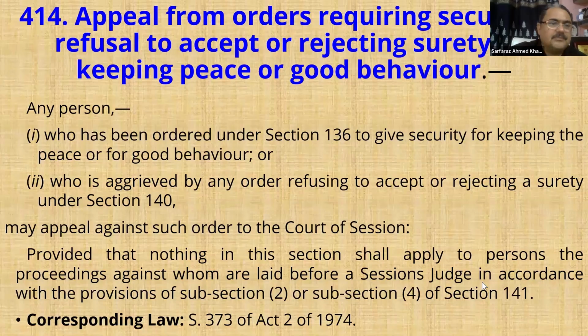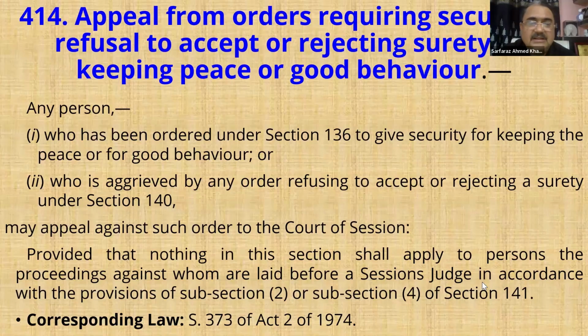So what are those circumstances? First, any person who has been ordered under Section 136 to give security for keeping peace and good behavior, or who is aggrieved by any order refusing to accept or rejecting a surety under Section 140, may file an appeal against such order to the Court of Session. Remember, these kinds of orders by and large are passed by the executive authority. There may be some circumstances where it is a magistrate, but basically it is the executive magistrate's power. So from there the appeal will lie to the Court of Session.